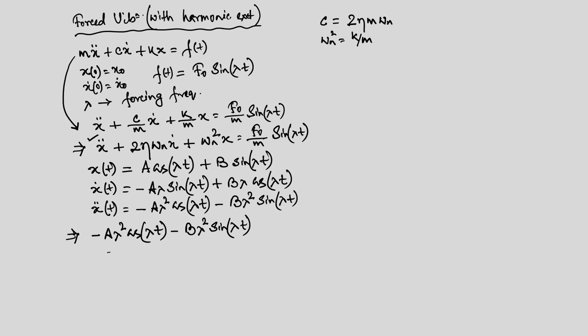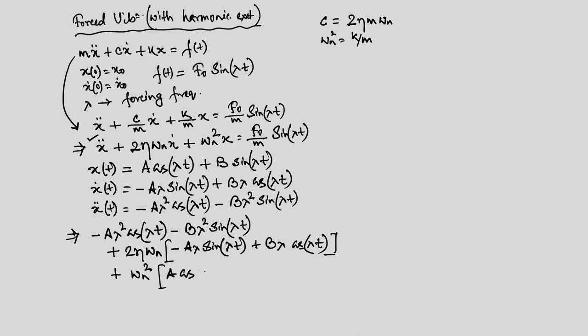Then the next term will be plus twice eta omega n, and then for x dot we have minus A lambda sin lambda t plus B lambda cos lambda t, and then for the third term we have omega n square. For x we have A cos lambda t plus B sin lambda t, which is equal to f naught by m sin lambda t.